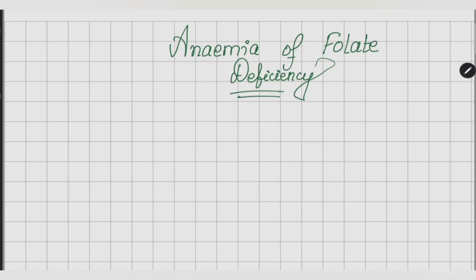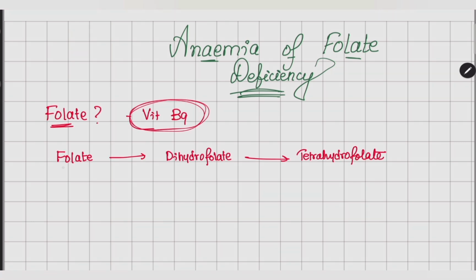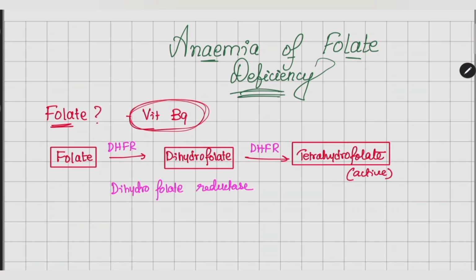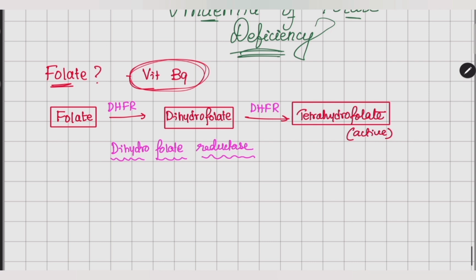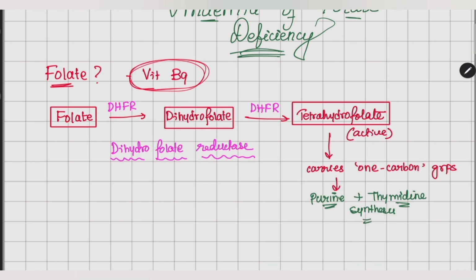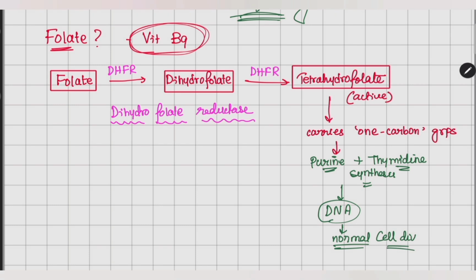Now coming to anemia due to folate deficiency. So what is folate? Folate is basically vitamin B9. This folate is converted to dihydrofolate, which is further converted to tetrahydrofolate using the enzyme dihydrofolate reductase. This tetrahydrofolate is active and it carries 1 carbon groups which is used in the synthesis of purine and thymidine. So it is basically useful for DNA synthesis and it results in normal cell division.